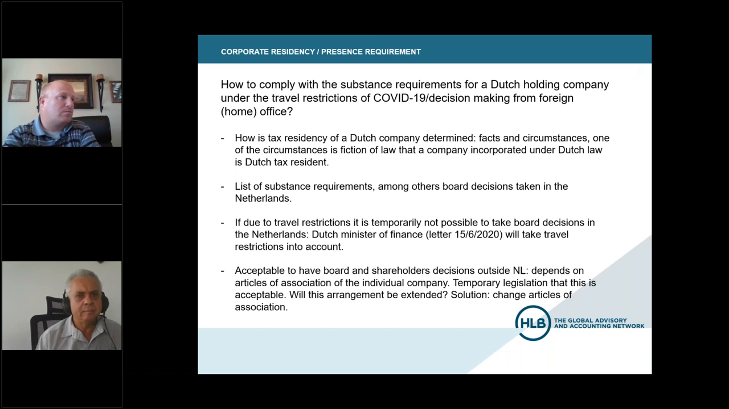Yeah, well, in the Netherlands, residency of a Dutch company is in principle, if a company is incorporated under Dutch law, it's a Dutch tax resident, unless based on facts and circumstances, the company can be considered a resident of another country.